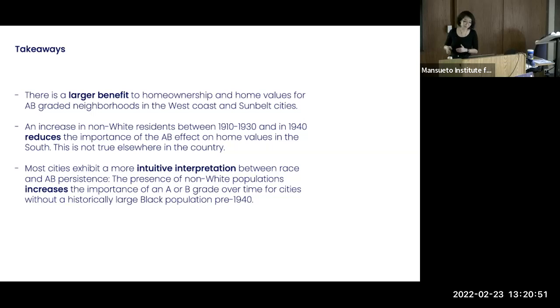In most other places in the country, these cities exhibit a more, I'd say, intuitive interpretation between race and AB persistence, whereas the presence of non-white populations increases the importance of these AB grades over time. And obviously, these are cities that didn't have this historically large Black population pre-1940 and these more racially explicit housing policies. So I'm gonna end it there.